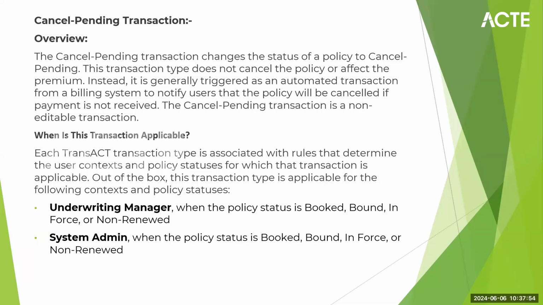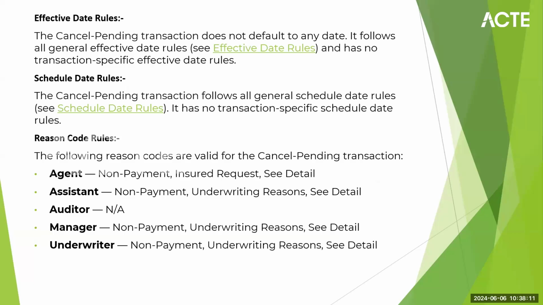When is this applicable? When the user is logged in as an underwriting manager, the policy status should be in booked, bond, enforced, or non-renewed. When the user has logged in as a system admin, the policy status should be in booked, bond, enforced, or non-renewed. The effective date rule: it has no specific rule. Scheduled date rule: it has no specific rule for that as well. You can give whatever effective date you want. Reason code rule: when the user is logged in as an agent, assistant, manager, or underwriter, payment will not be issued.